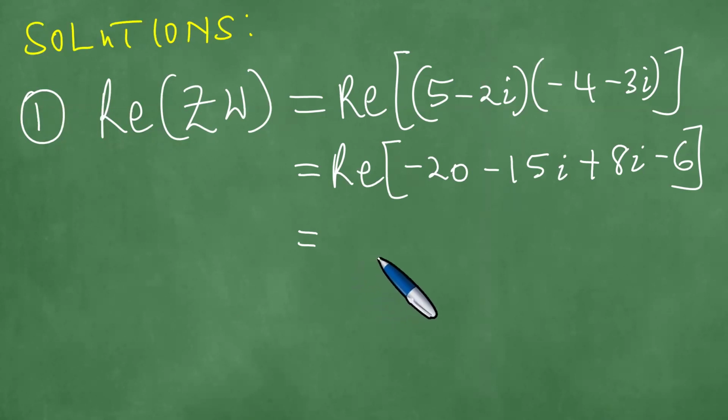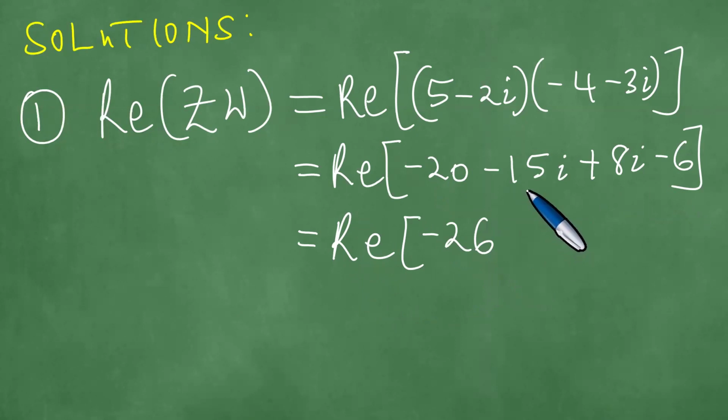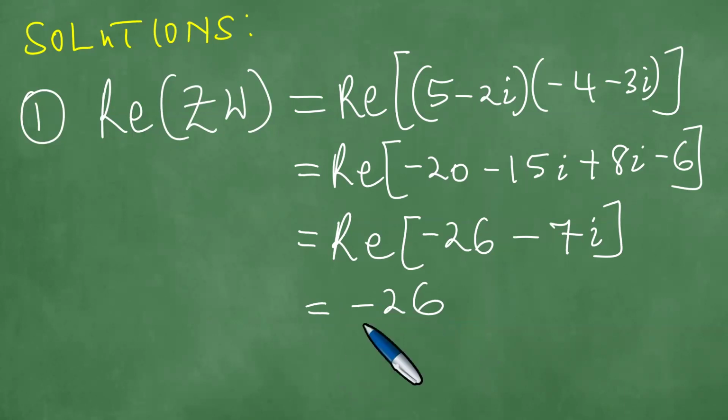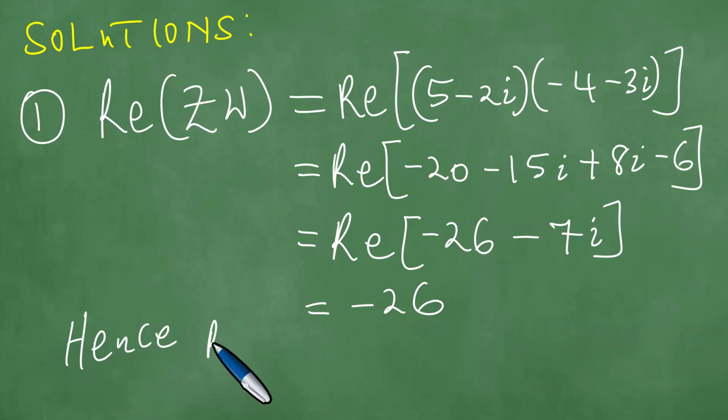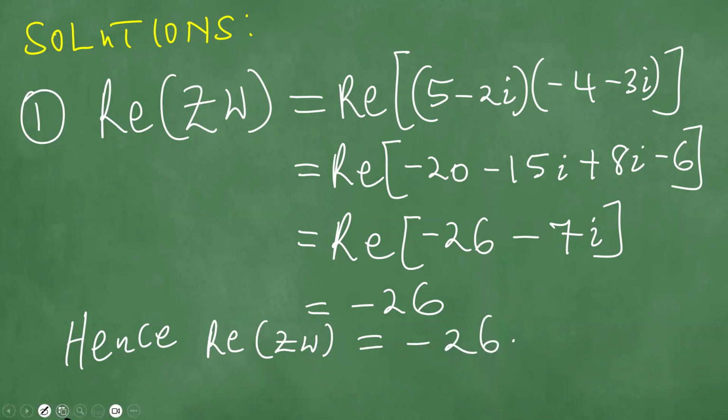So this is what we have. Let us continue. The real part is minus 20 and minus 6, which gives us minus 26. Minus 15i plus 8i gives us minus 7i. If we're supposed to find the real part, it is minus 26. That is the real part, and the real part is the part without the i. Hence the real part of ZW is minus 26, and this is the result.